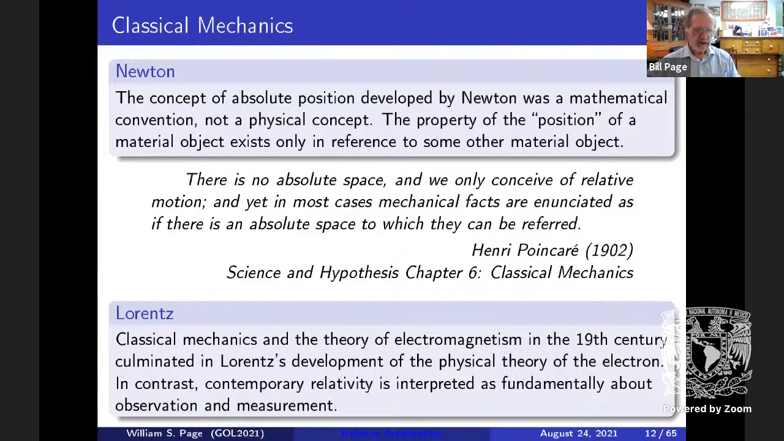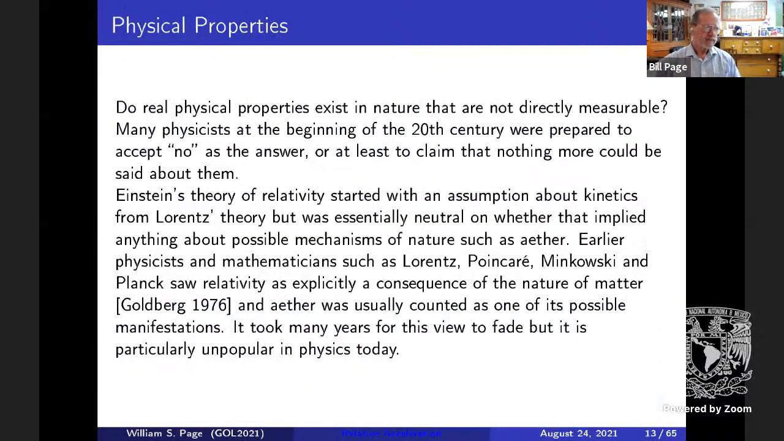In fact, one way of summarizing the development of classical mechanics, perhaps, was Lorentz's theory of the electron, which was one of the last attempts to actually reconcile electromagnetism and mechanics prior to the development of special relativity by Einstein. But Einstein's theory of relativity started with the kinetics of Lorentz's theory, but it actually didn't say anything specific about the mechanics.